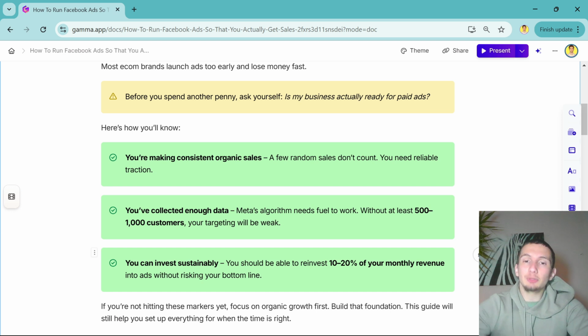And the third and final question is, can you invest sustainably? You should be able to reinvest 10 to 20% of your monthly revenue into ads without risking your bottom line. This is important and ties back into the first statement, where you're making consistent organic sales. If you can't invest sustainably, don't worry about it. Because you're going to be testing stuff, it's going to fail, and then all of a sudden, you're angry because you've just spent this month's rent on your ads, and you're going to mess up your testing because now you're going to cut down spending, and it all just becomes a whole bunch of nonsense.